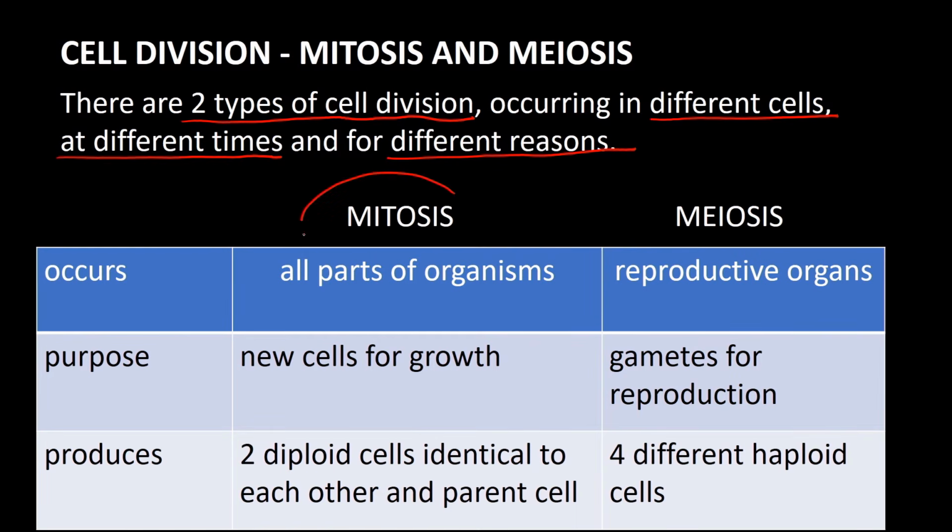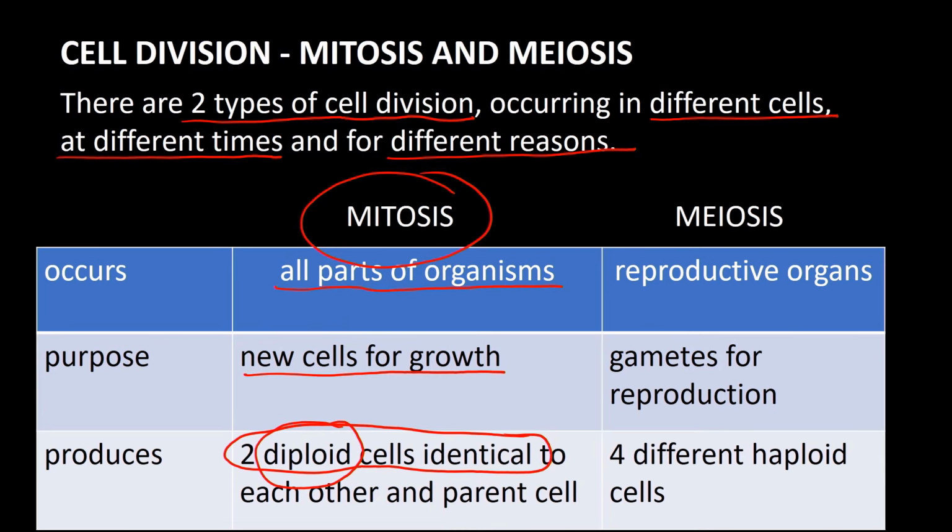Okay, first of all, the one you're familiar with, mitosis, which is something that occurs in all parts of your body to produce new cells for growth, and it occurs in all parts of your body as you grow. And when a cell divides by mitosis, it produces 2 identical cells. And these cells are identical to the parent cell, which, like all the other cells in your body, is diploid. So in mitosis, we are simply duplicating the instructions on the DNA.